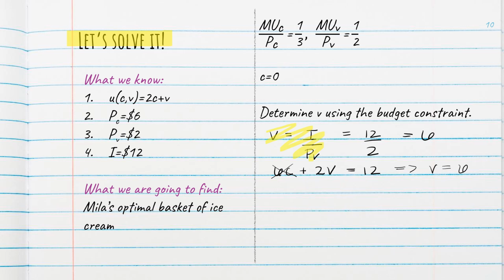So we have solved our problem. We determined that Mila's optimal basket is to consume 0 units of chocolate ice cream and 6 units of vanilla ice cream.